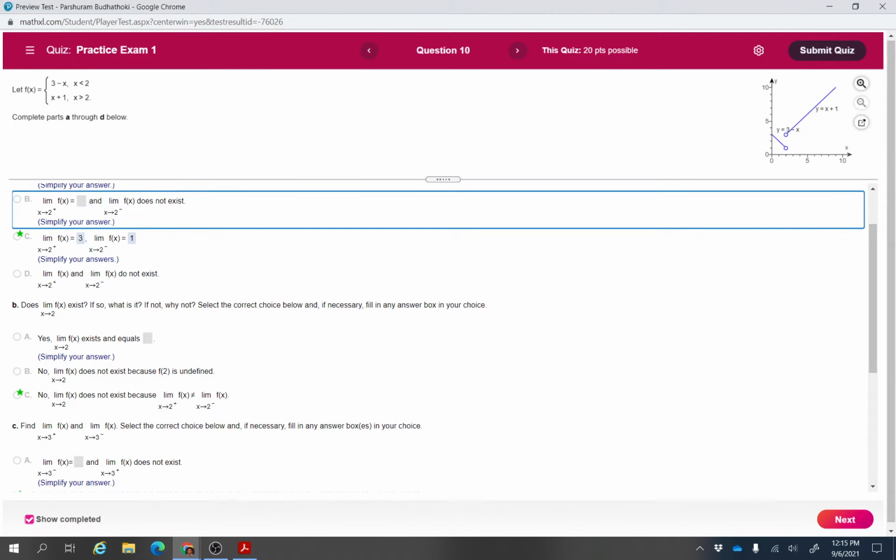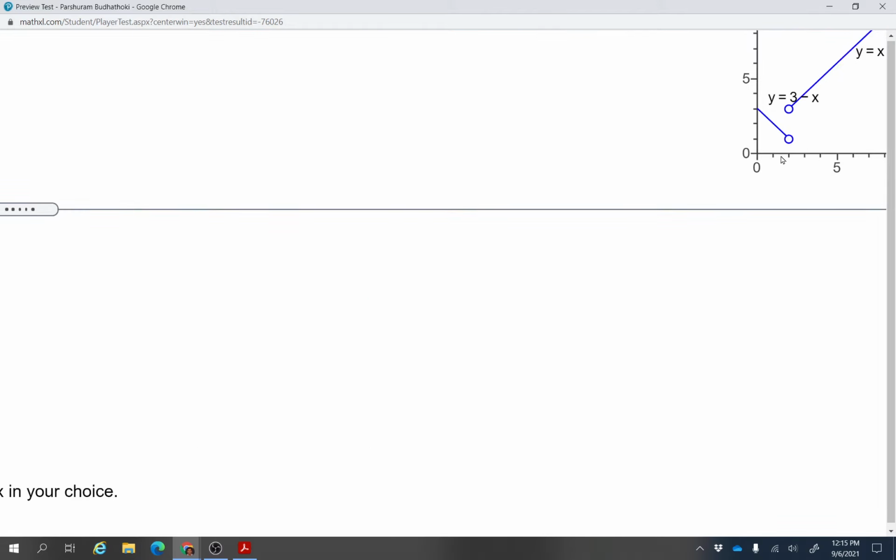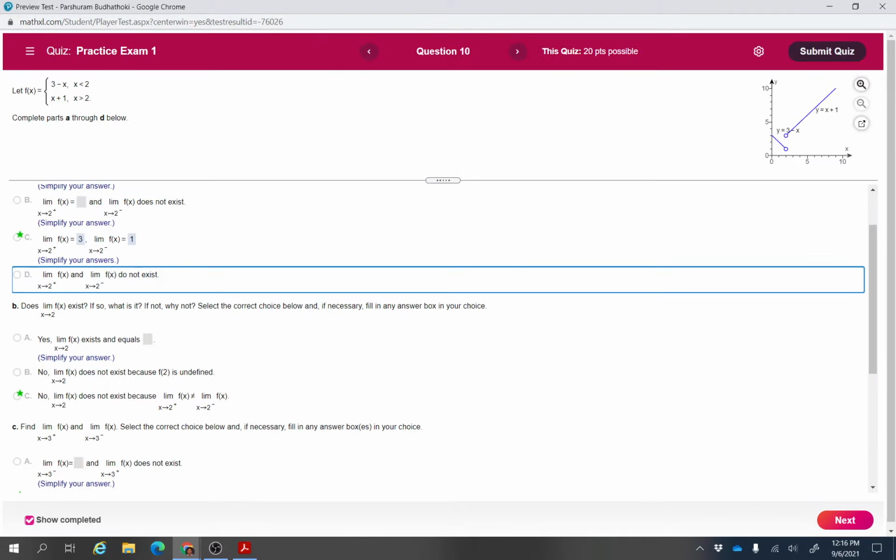So let's go to part B. Does the limit of the function when x approaches 2 exist? So look at the graph here. When x approaches 2, as you can see, the left hand limit and right hand limit are not equal, so the limit does not exist. So no, the limit of the function does not exist because the left hand limit and right hand limit are not equal.